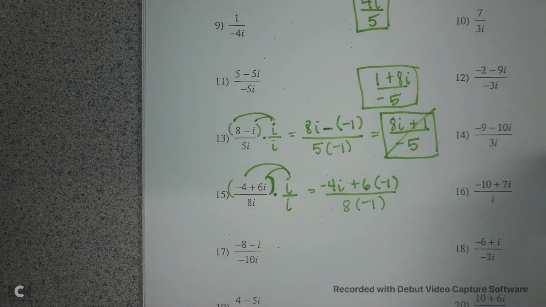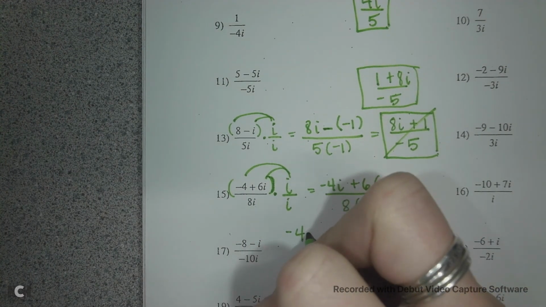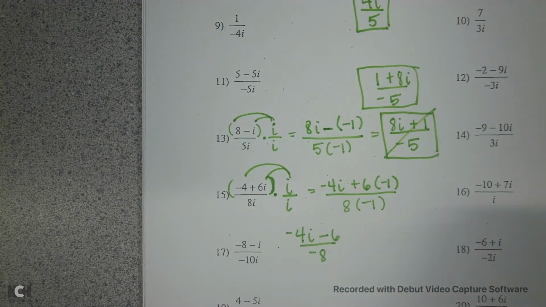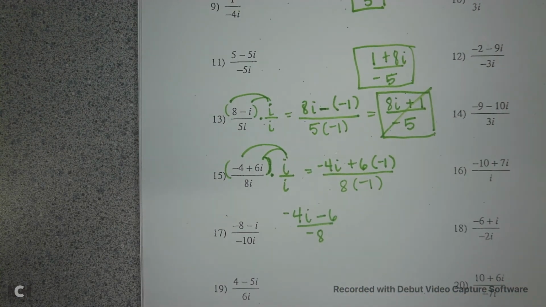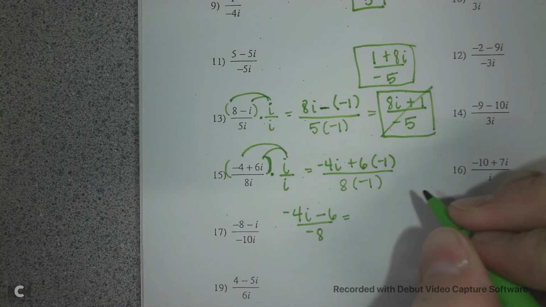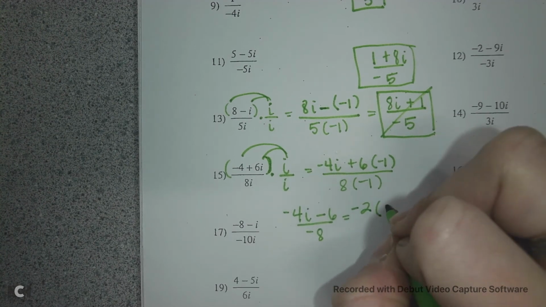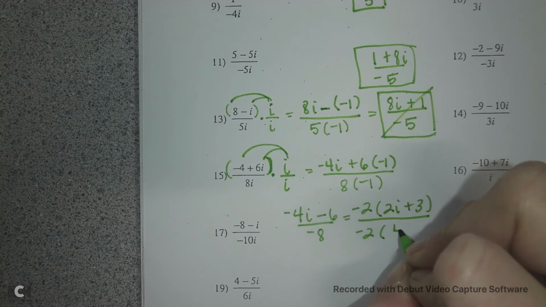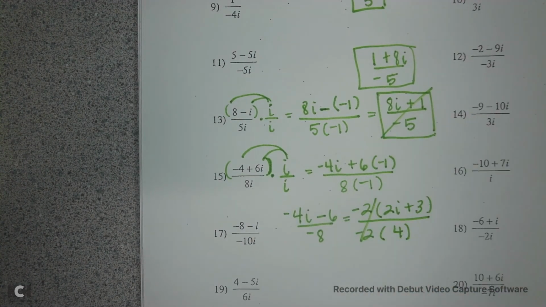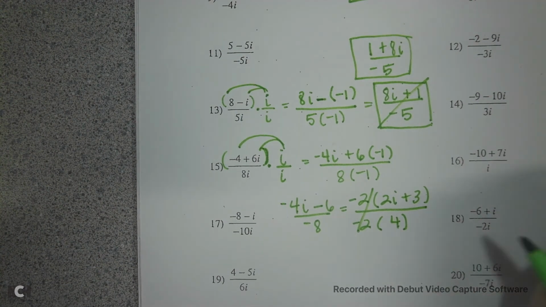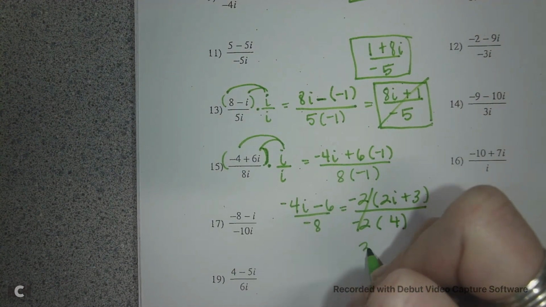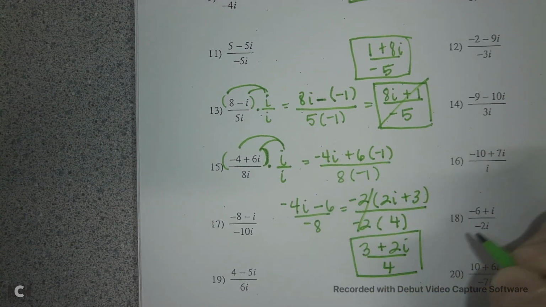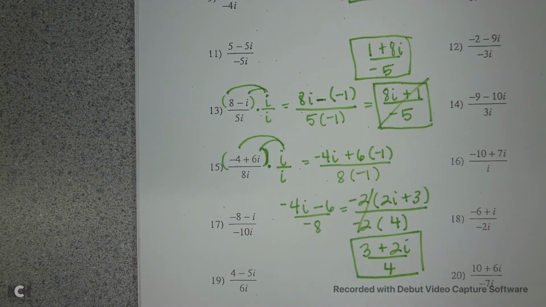Okay, so now I have negative 4i minus 6 all over negative 8. I'm going to take out my greatest common factor of all the numbers if I can find one that's all the same, and I do. Negative 2 on the top will give me 2i plus 3, and negative 2 on the bottom will give me 4. So my negative 2's cancel, and I'm left with, I'm going to rewrite this so that it's in the correct form, 3 plus 2i divided by 4. I can't reduce any further because I can't take the same number out of the 2 and the 3.